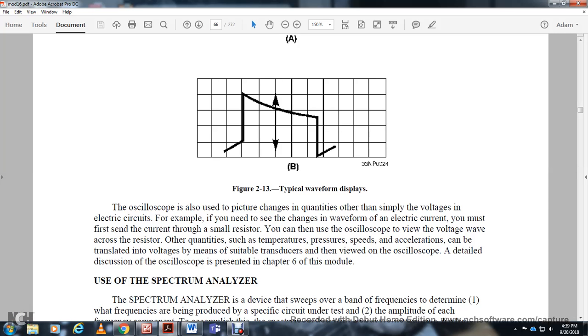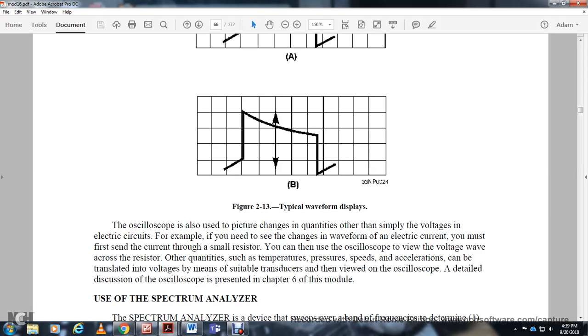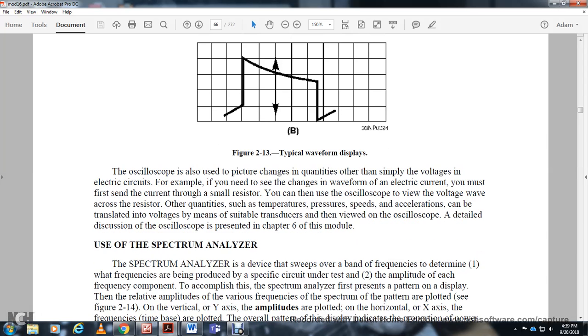For example, if you need to see the change of the wave of the electrical current, you must first connect a small resistor. You can then see on the oscilloscope the voltage across the resistor. Other quantities such as temperature, pressure, speed, or acceleration can be converted to voltage using a suitable transducer for viewing on the oscilloscope. The detailed discussion of the oscilloscope is presented in chapter 6 of this module.